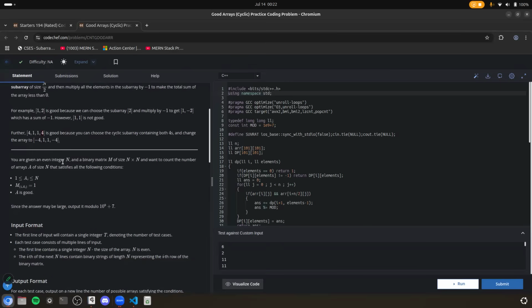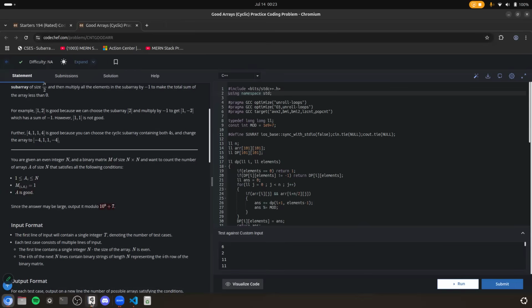You are given an integer n and a binary matrix M of size n by n, and want to count the number of arrays A of size n that satisfy the following conditions: 1 less than or equal to AI less than n, and M of AI is 1, then A is good. Since the answer may be large, output it modulo 10 to the power 9 plus 7.